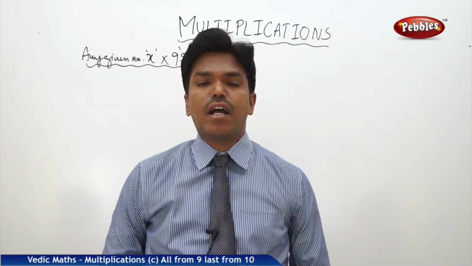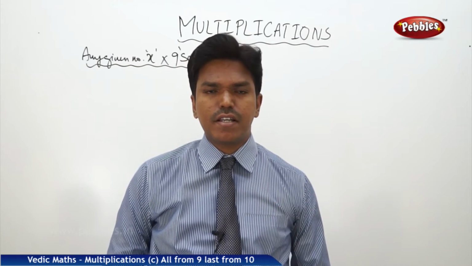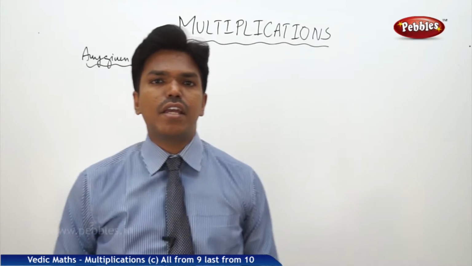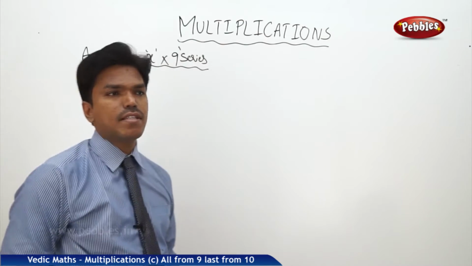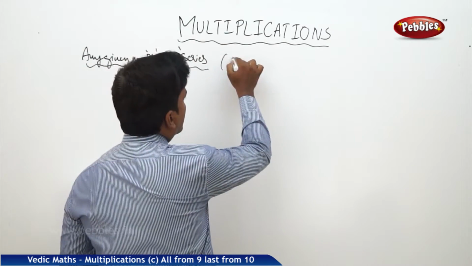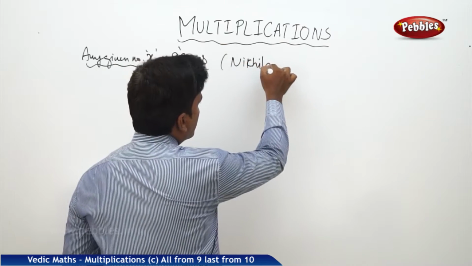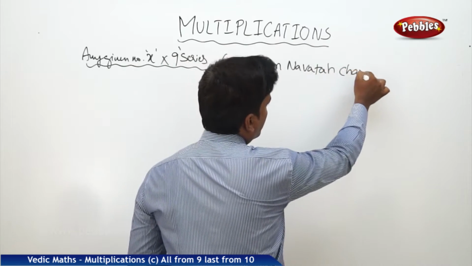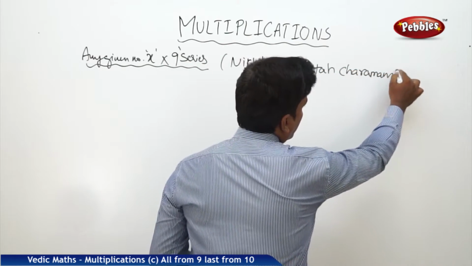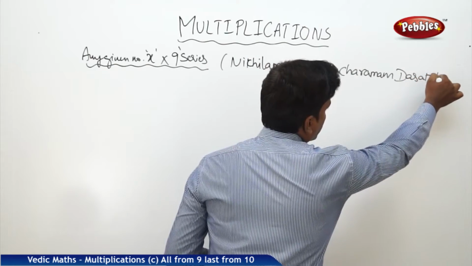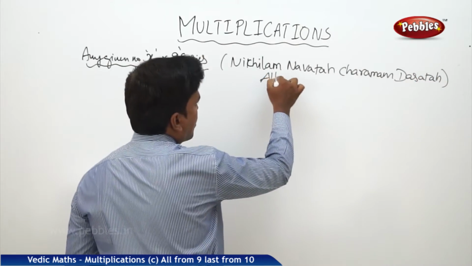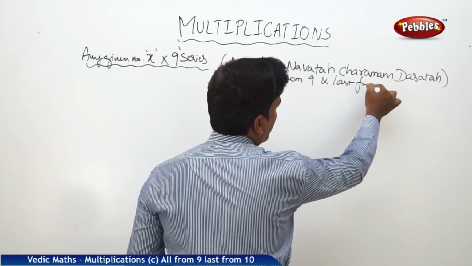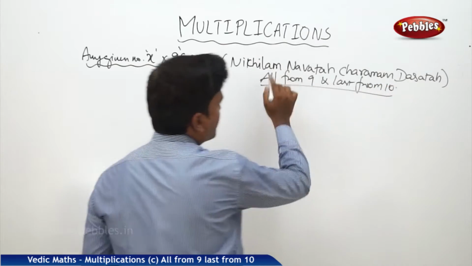Now we will see another concept in our multiplication techniques, that is multiplication of a number by a series of nines. Here we are going to use one sutra, that is Nikhilam Navataha Charamam Dashataha, which is nothing but, as we already discussed, all from 9 and last from 10. All from 9, last from 10.